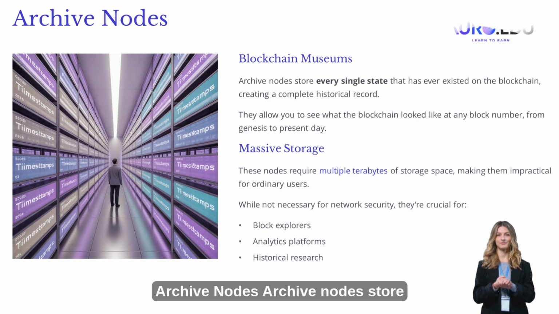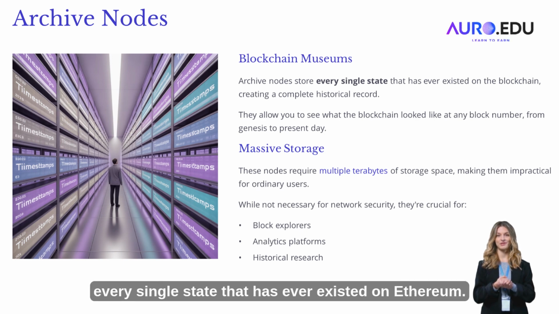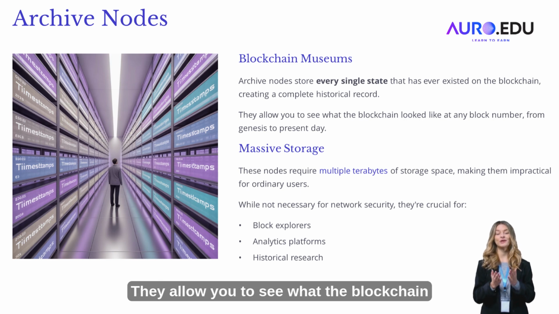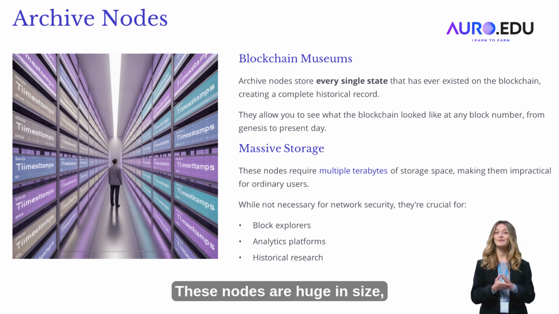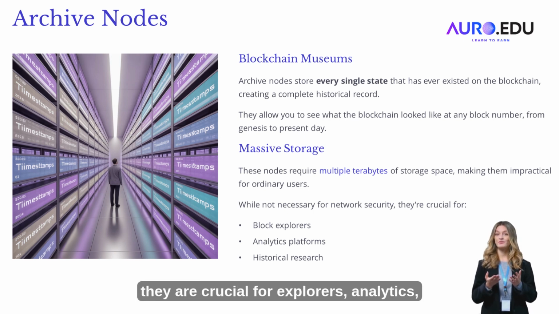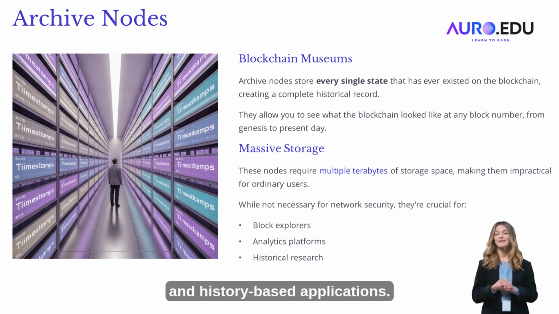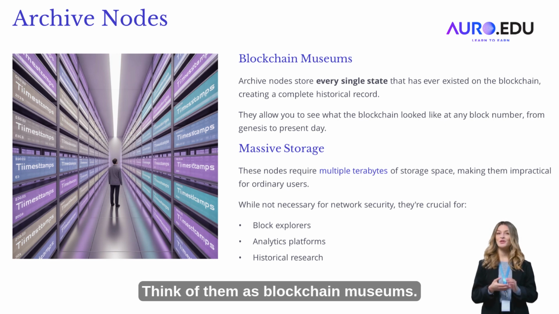Archive nodes. Archive nodes store every single state that has ever existed on Ethereum. They allow you to see what the blockchain looked like at block number 1,000,000 or any other time. These nodes are huge in size, often multiple terabytes. While not needed for normal users, they are crucial for explorers, analytics, and history-based applications. Think of them as blockchain museums.